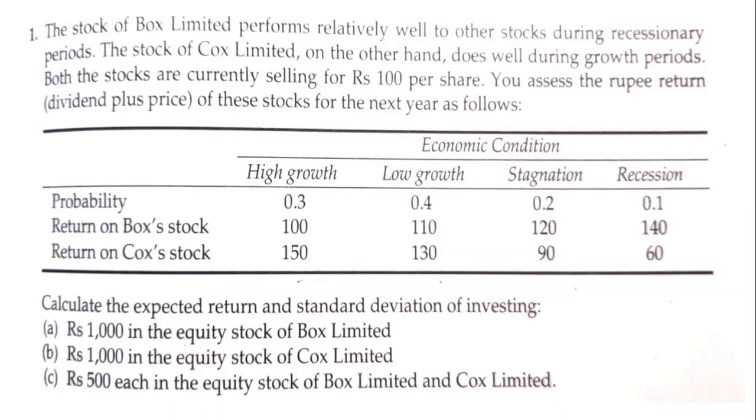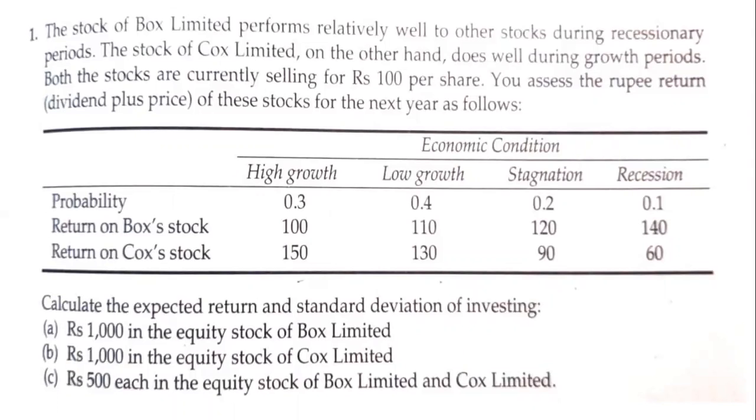So let's solve this. The problem says the stock of Box Limited performs relatively well compared to other stocks during recessionary periods. The stock of Cox Limited, on the other hand, does well during growth periods. So they are telling two types of period: in recession, Box is performing well, and in the growth stage, Cox is performing well.